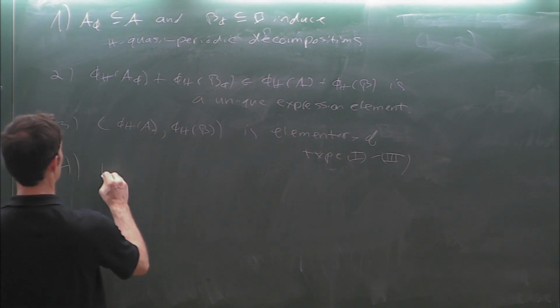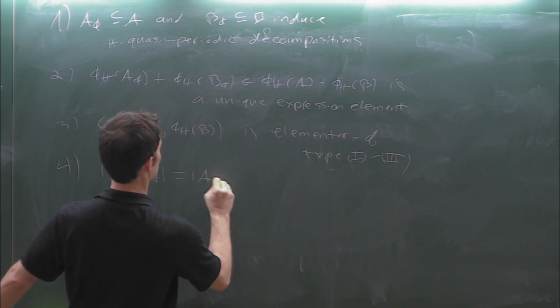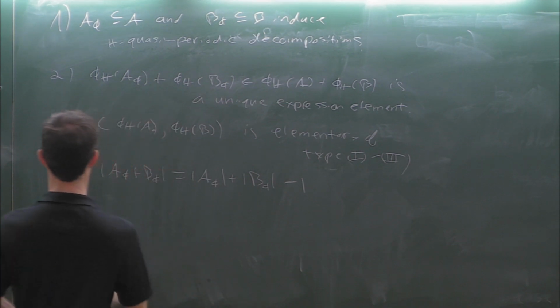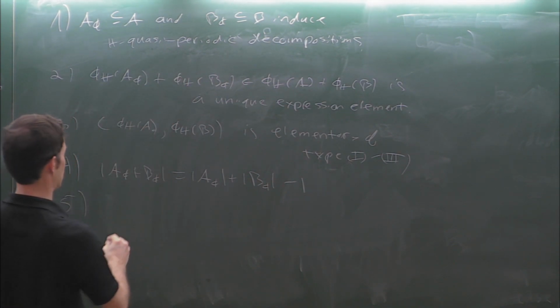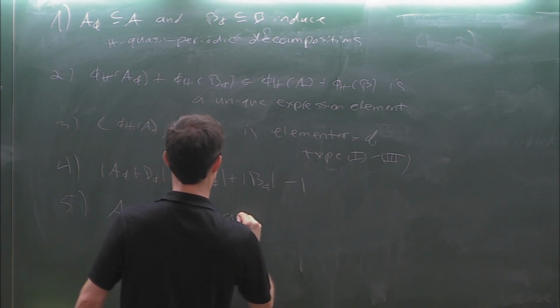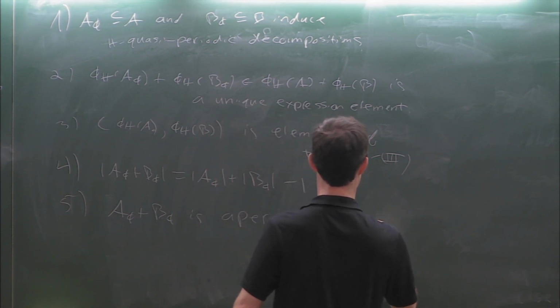Oh, and of course, we have criticality inside the coset slices. And inside A + B, we have the hypothesis again that A' + B' is aperiodic or contains a unique expression element.